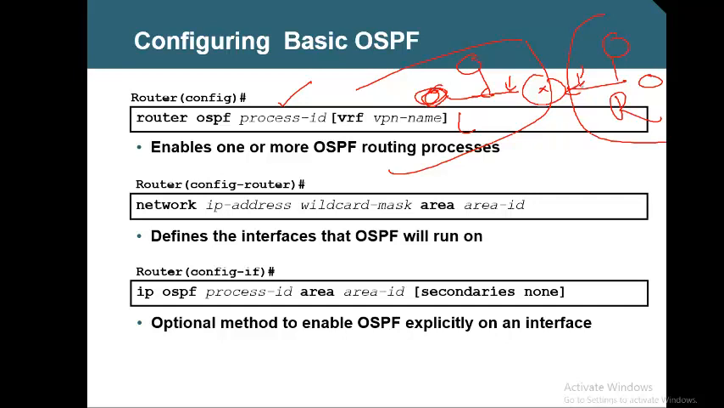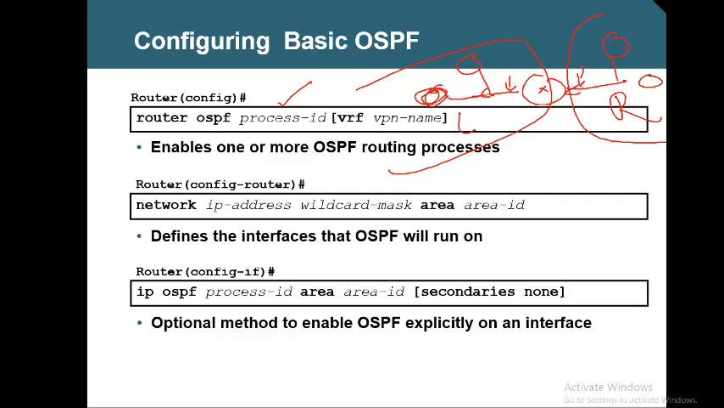VRF is another control plane that you create. You already have a control plane. You already have a routing table. When you create another routing table, what does that mean? You create another control plane. So you cannot have the same routing protocol for multiple control planes. Each control plane needs a separate controller, a separate routing protocol. So we can use the process IDs to differentiate the default VRF OSPF and the customer VRF OSPF.